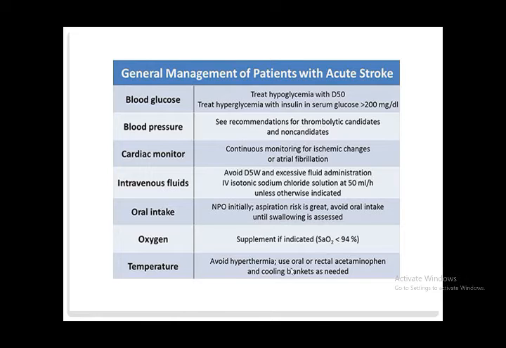Blood glucose level and blood pressure management is basically different, and we will discuss it later on, because blood pressure management is different in patients with ischemic stroke, it is different in patients with hemorrhagic stroke, and it is different in patients who are selected for tissue plasminogen or fibrinolytic therapy acutely.